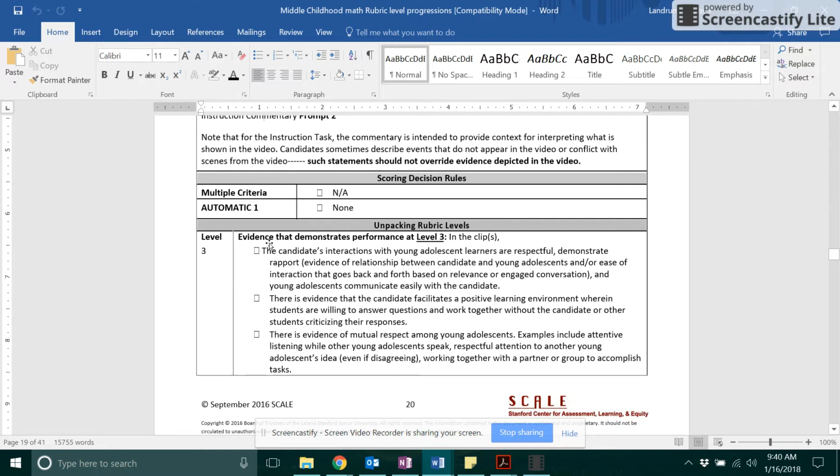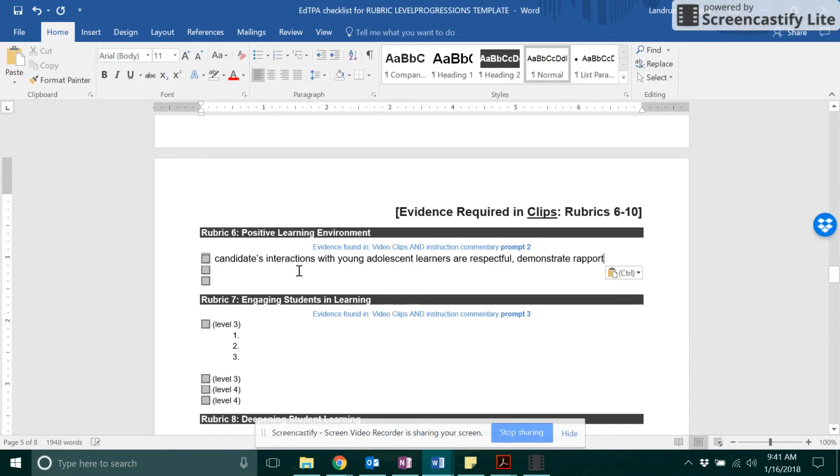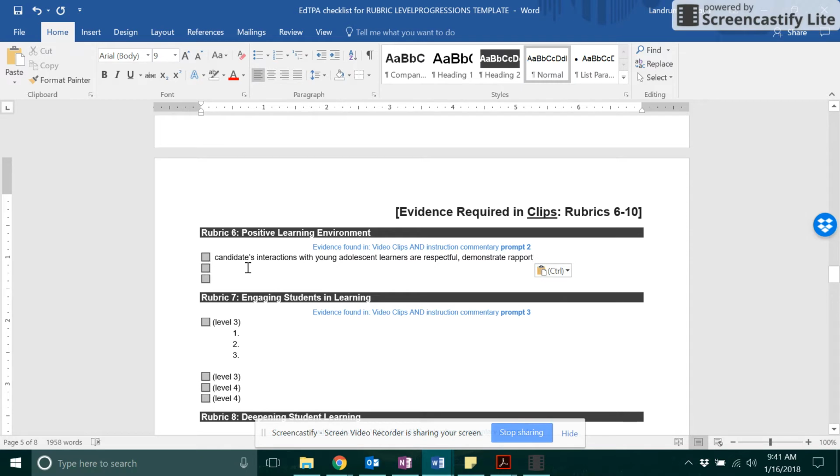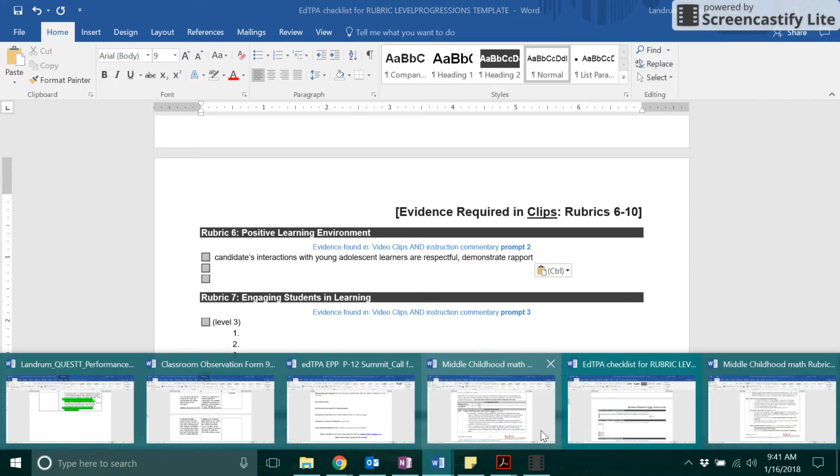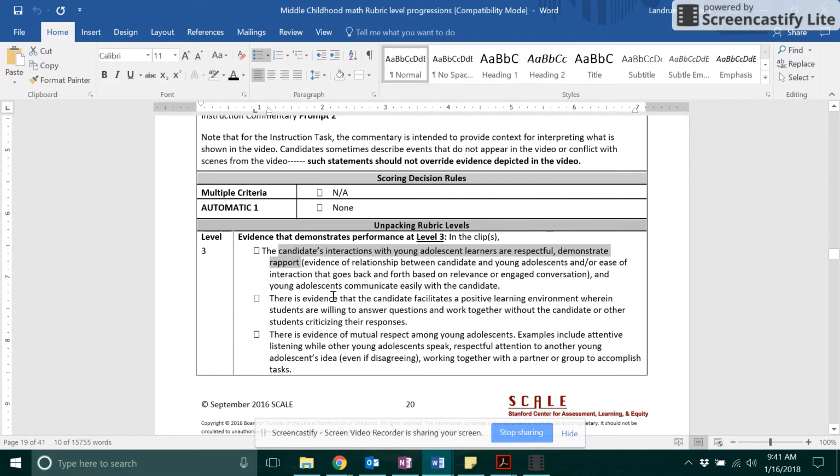Evidence that demonstrates performance at level 3. Again, you're going to go through here: your interactions are respectful, you demonstrate rapport. Okay, there are a few of these. So we demonstrate rapport, obviously a positive learning environment. That is what we're aiming for. Here's one I've mentioned in my other videos. There is evidence that the candidate facilitates a positive learning environment where the students do not criticize others' responses, right? So that's a good one.